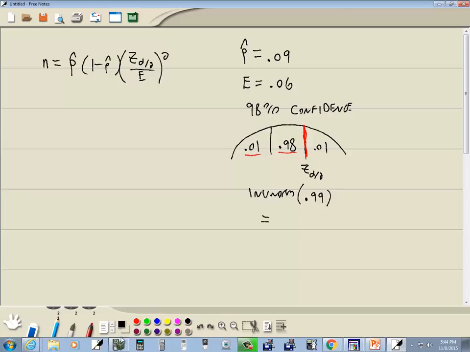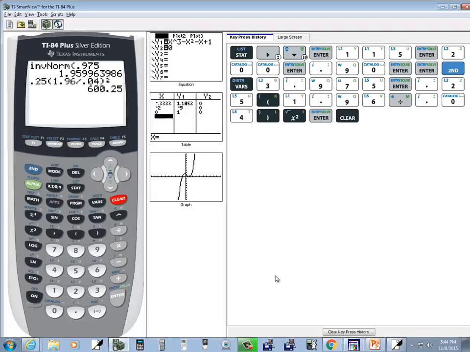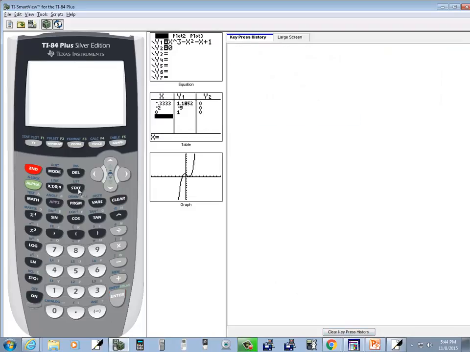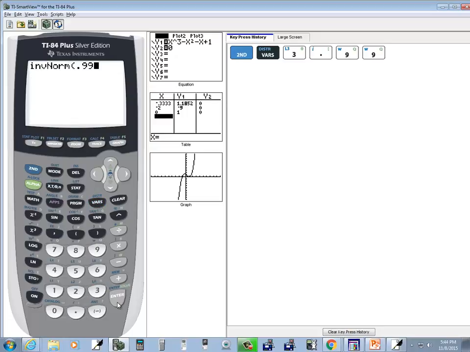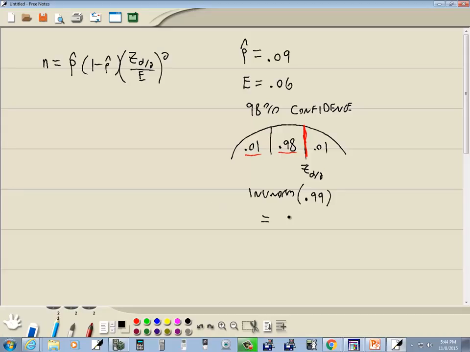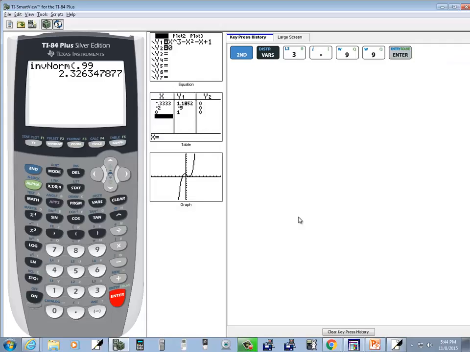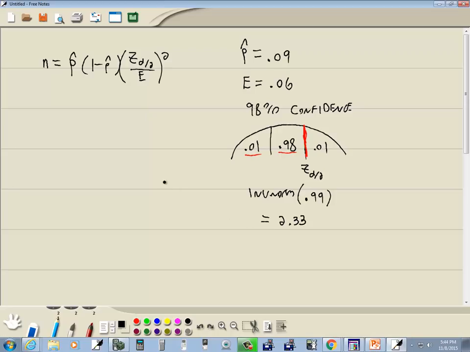So let's see what that gives us. I go to second vars, choose inv norm, 0.99, enter. And I always want to take this to two decimal places for purposes of online homework. So that rounds to 2.33. So now we have everything.